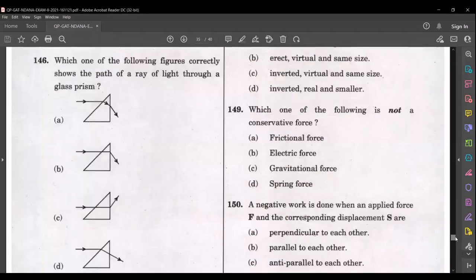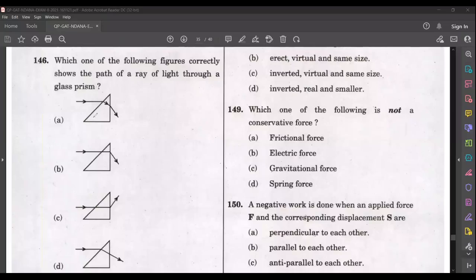Question number 146. Which one of the following figures correctly shows the path of ray of light through a glass prism? So which figure is correct? That is what you have to check. So this is a glass prism. First of all, we'll draw the normal to these surfaces. So this is the normal to this surface. And if I take this surface, normal will be like this, isn't it? So these are the two normals.